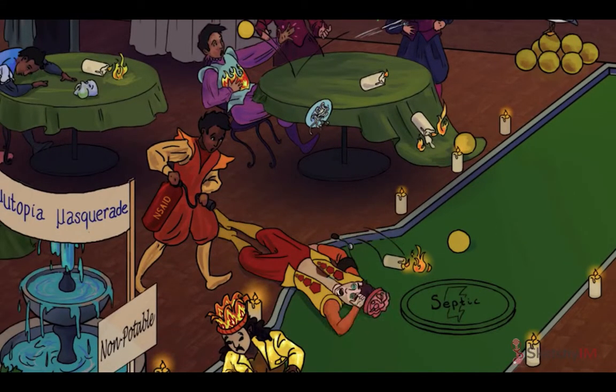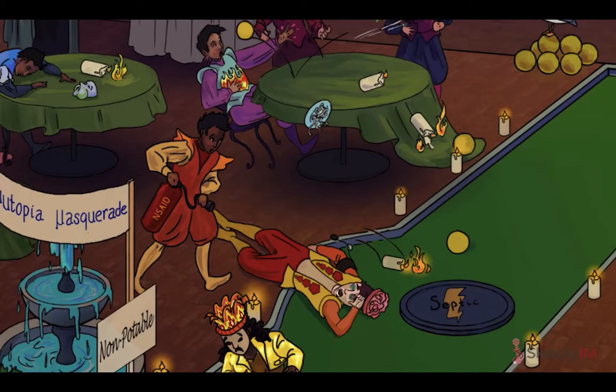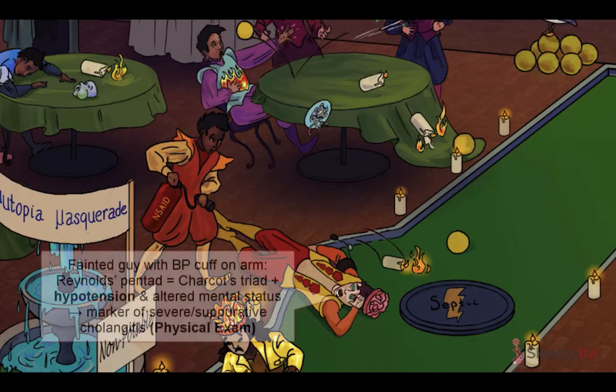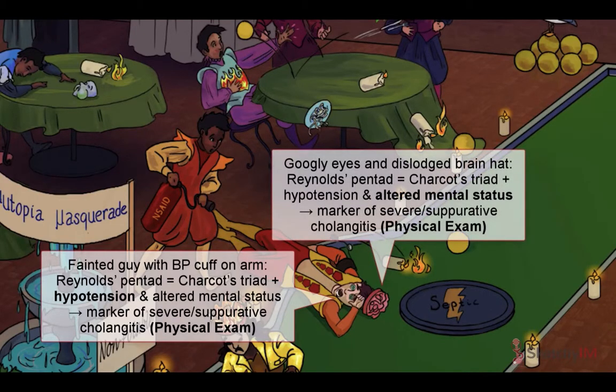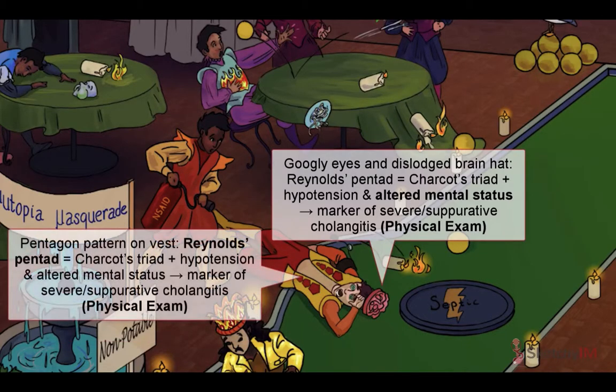Welp, turns out we're not quite done with the eponyms yet. If your patient with acute cholangitis has the findings of Charcot's triad, but in addition develops hypotension, represented by this passed out guy with a blood pressure cuff on his arm, and altered mental status, hence the creepy googly eyes and disheveled brain hat, you've got Reynolds' pentad. So we've tied the fever, right upper quadrant pain, jaundice, hypotension, and altered mental status all here with the pentagon pattern on his vest. Nailed it.